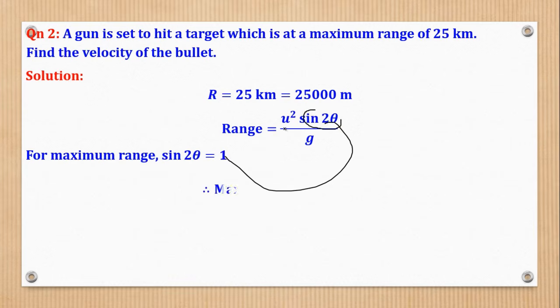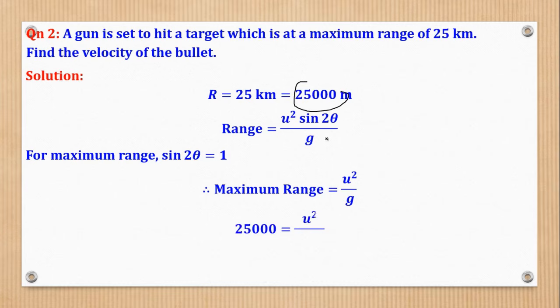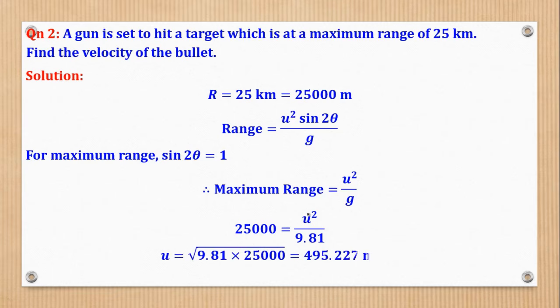So when I substitute 1, I'll come up with the formula for maximum range being equal to u squared over g. The good thing is I know the maximum range, so I'll substitute for the maximum range and for g, which is a constant, and remain with u as the only unknown. So next is to look for a way of making it the subject, and that will be the value of the velocity they wanted.